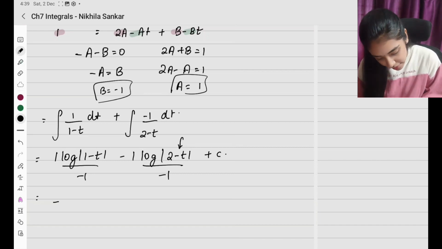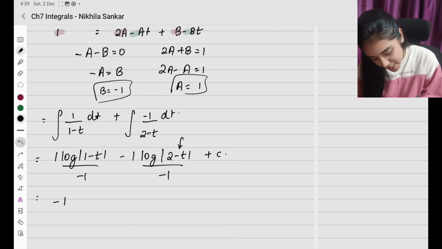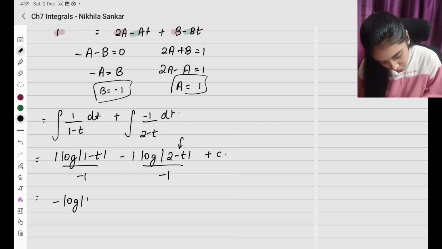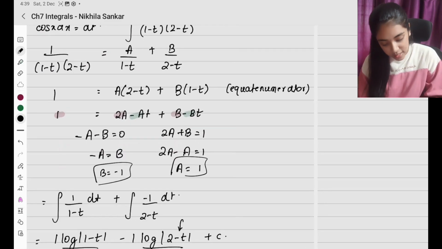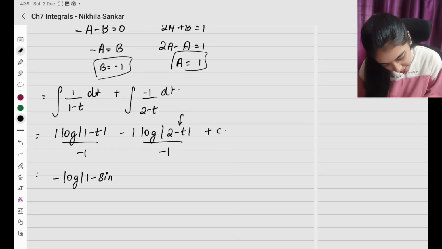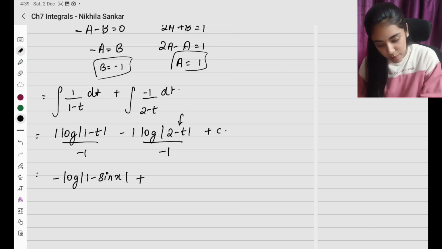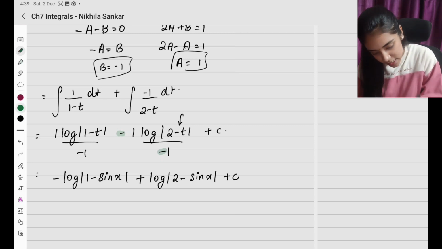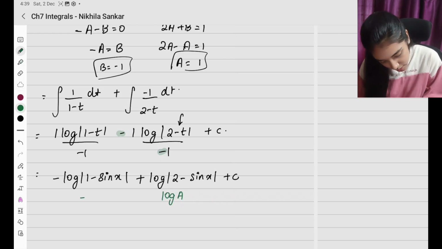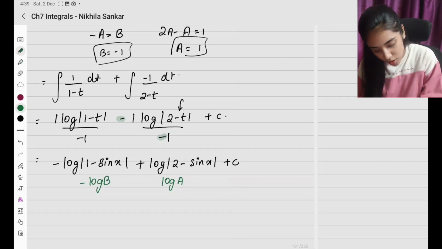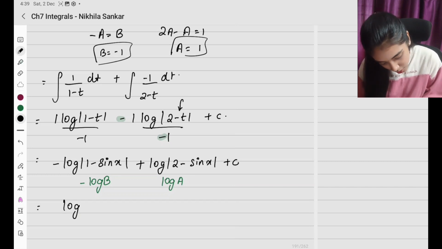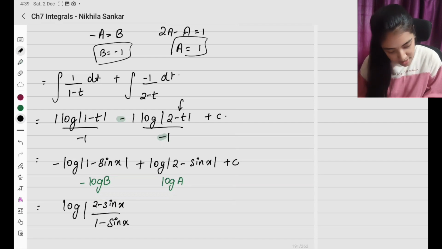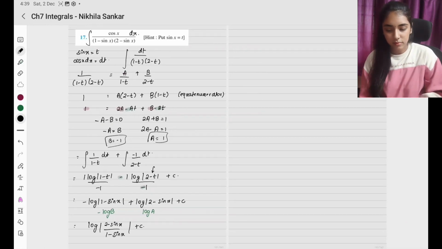In that I have minus 1 log. So I can basically write it as minus log mod 1 minus, what is my t? Sin x. So I have log mod 1 minus sin x, resubstituting. That minus minus becomes a plus. This minus and this minus becomes a plus. Log mod 2 minus sin x plus c. Now this is of the form log a minus log b, which I can write as log of a by b. So this is going to be log of 2 minus sin x divided by 1 minus sin x plus c. Okay, please copy.